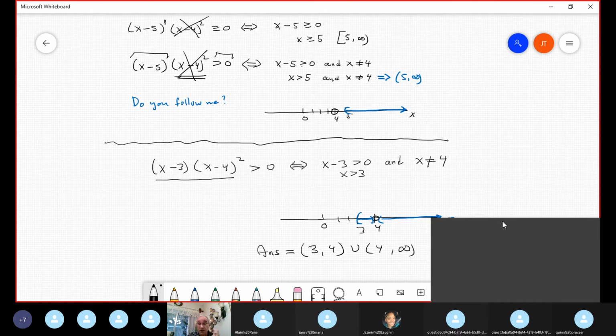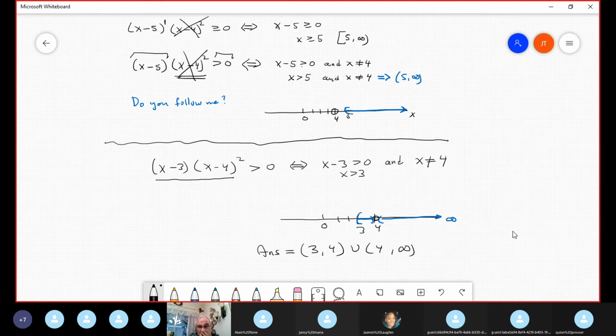Let me summarize. This is important. You delete when the exponent is even, not necessarily square. I delete when the exponent is an even number.